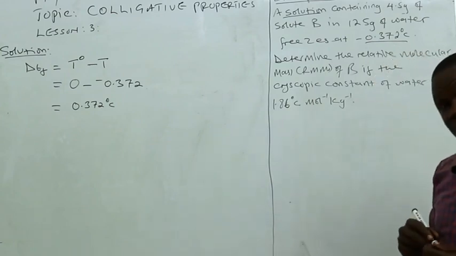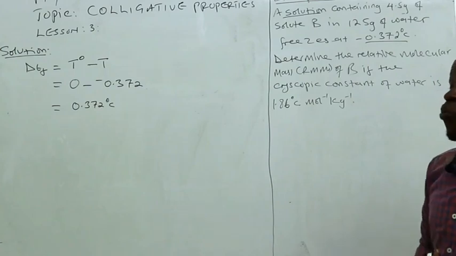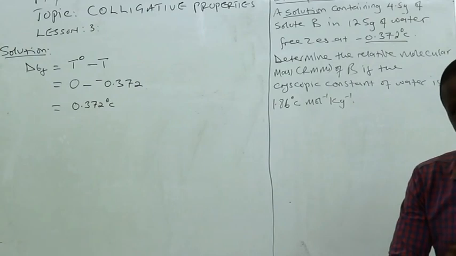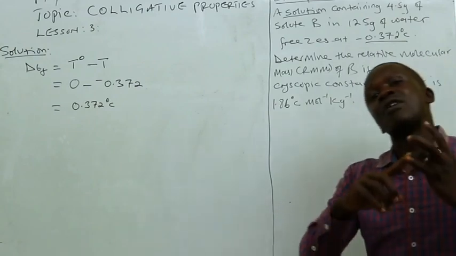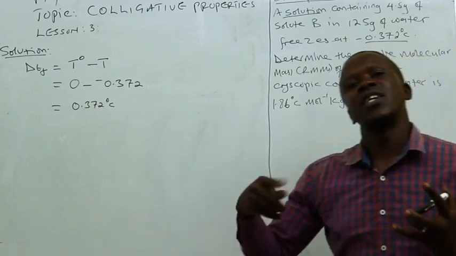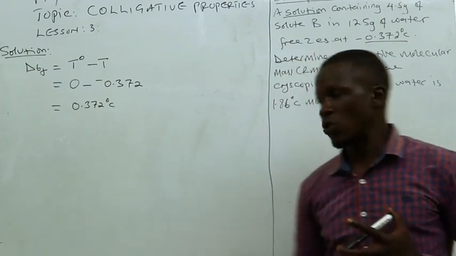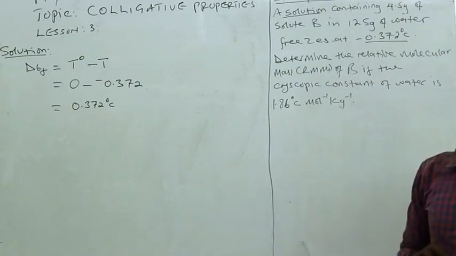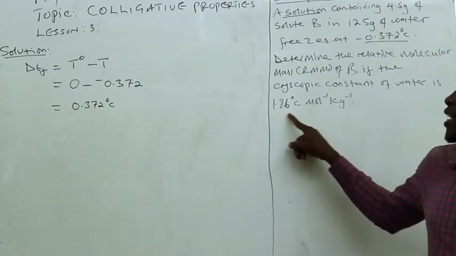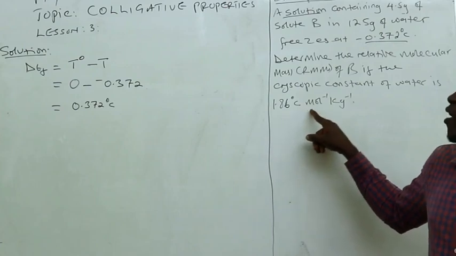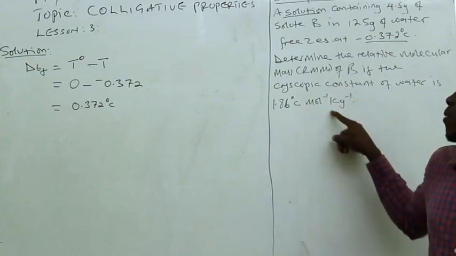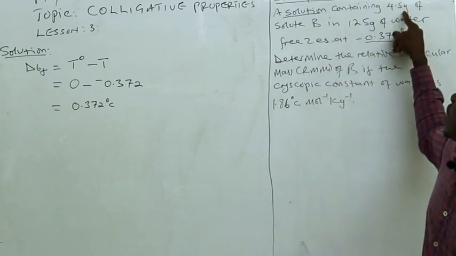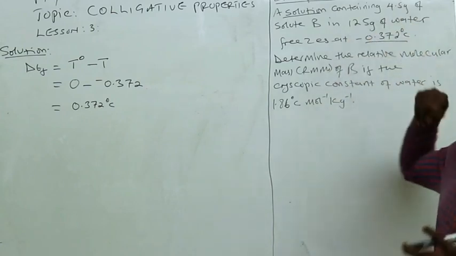So depression in freezing point that occurs when 1 mole. Now 1 mole weighs a mass equal to relative molecular mass. So this constant helps us to relate to molecular mass. But this constant here is for 1 mole that dissolved in a kilogram of water. Yet here our mass is dissolved in 125 grams of water.